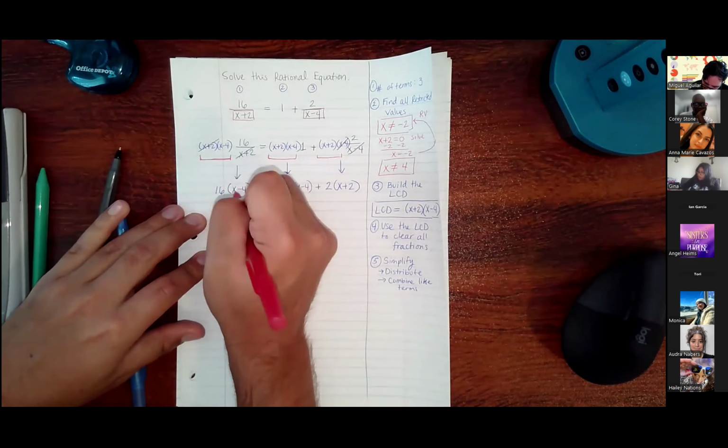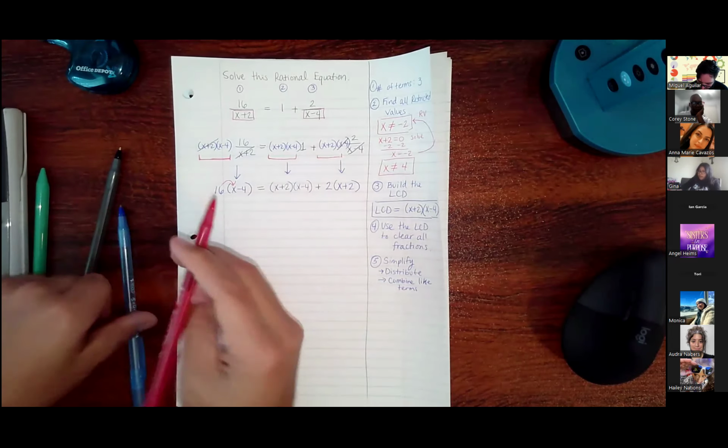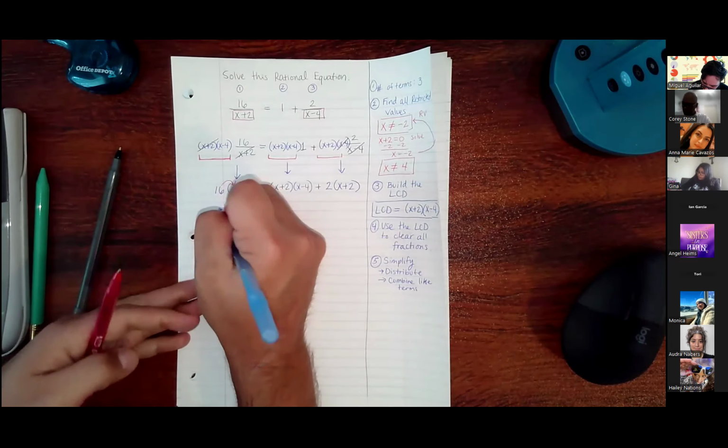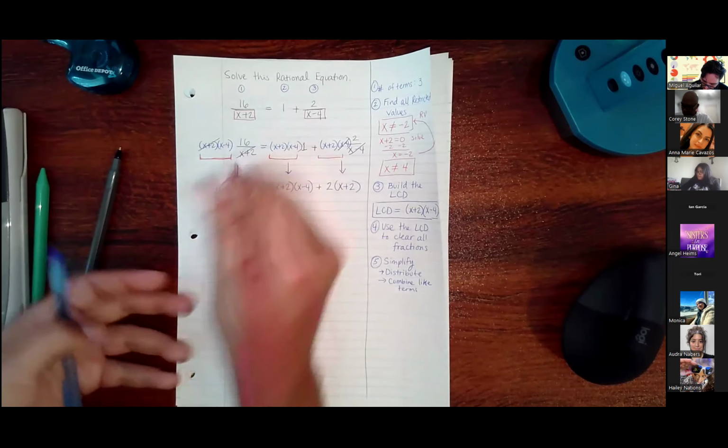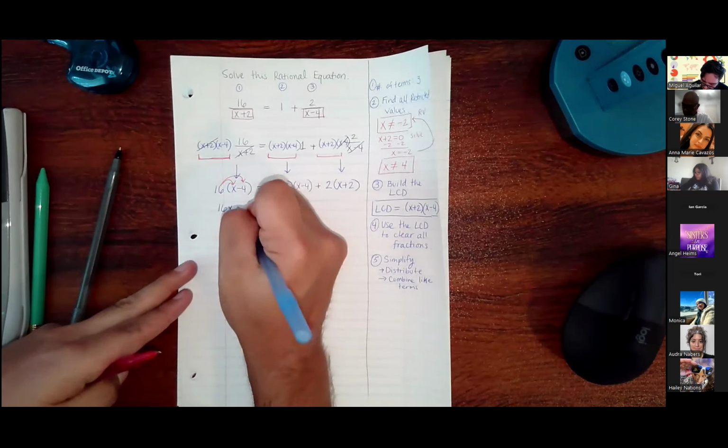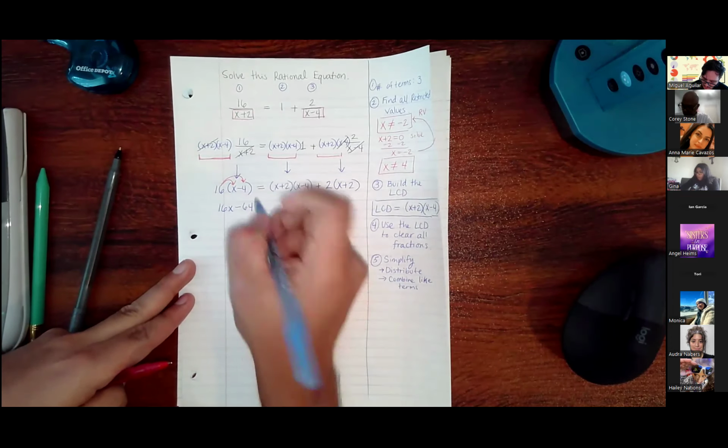So what I'm going to do is say to myself, what is 16 times x? Well, that's just 16x. What is 16 times 4? Sorry, negative 4. It's going to be negative 64. Are you guys okay with that?